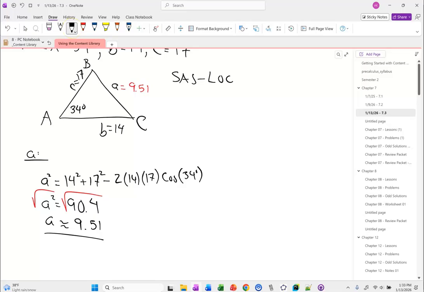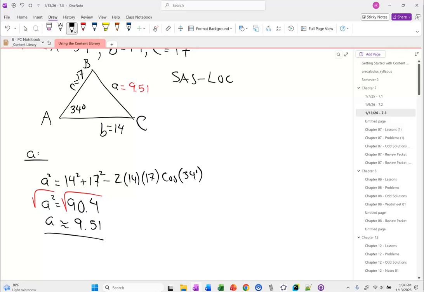Now we have enough information to solve for either angle B or angle C, right? And in all the problems we've done up to this point, the order didn't matter, correct? Do whatever you want, it's fine. Here it does. The reason the order is going to matter is because you don't want to accidentally stumble into an ambiguous case where you're using two sides in an angle. That would be bad. Nobody wants to deal with that.